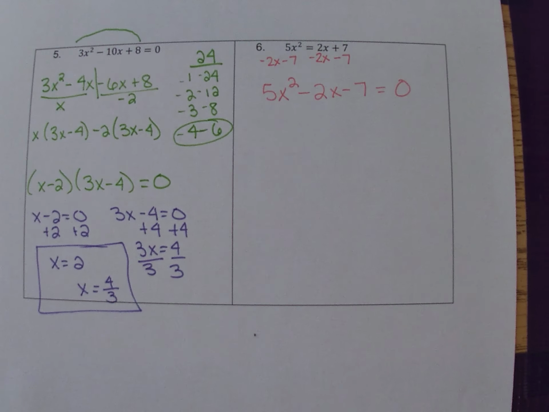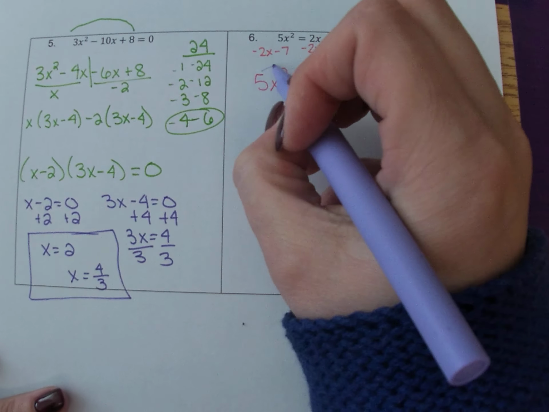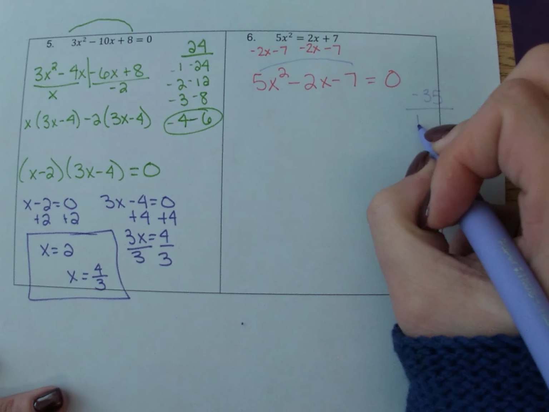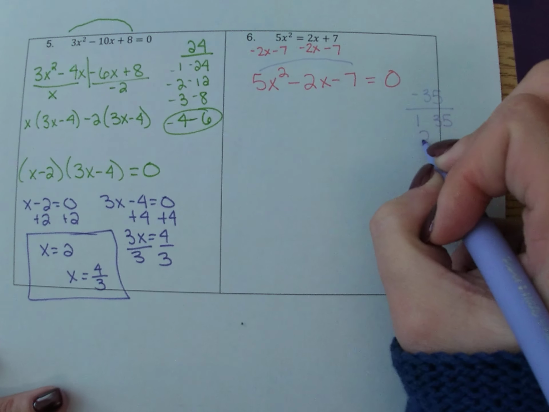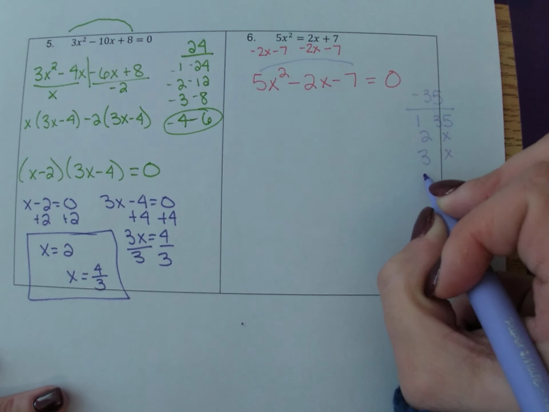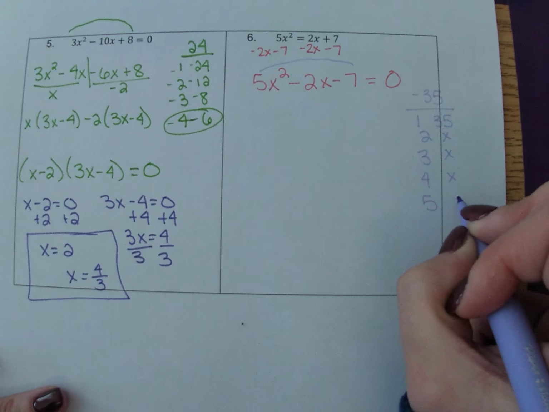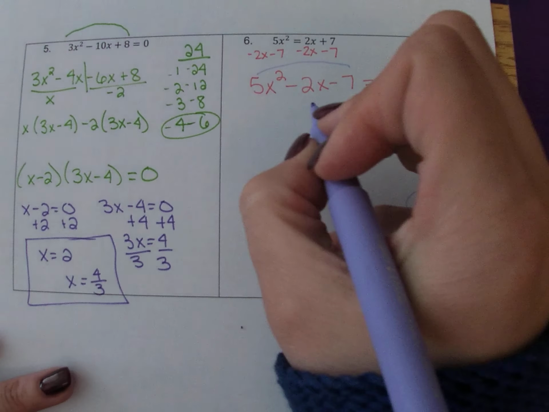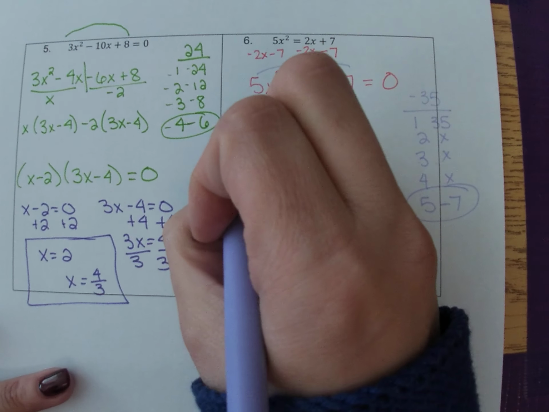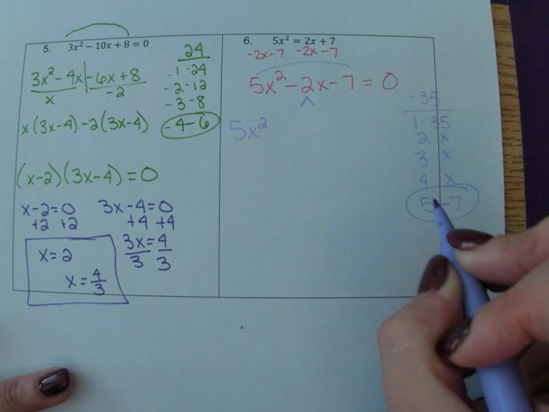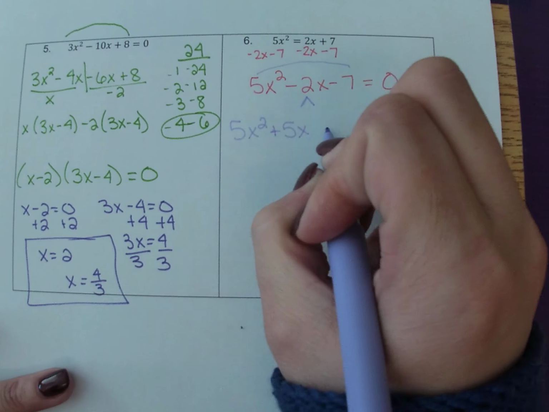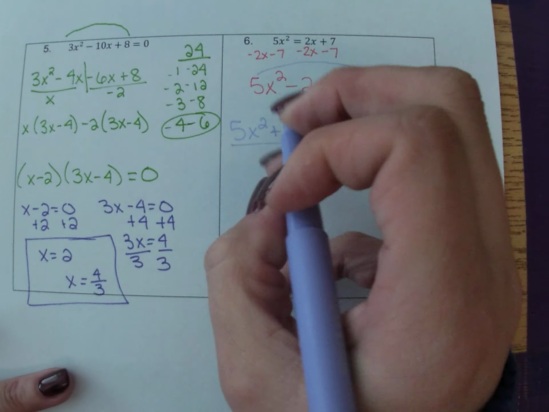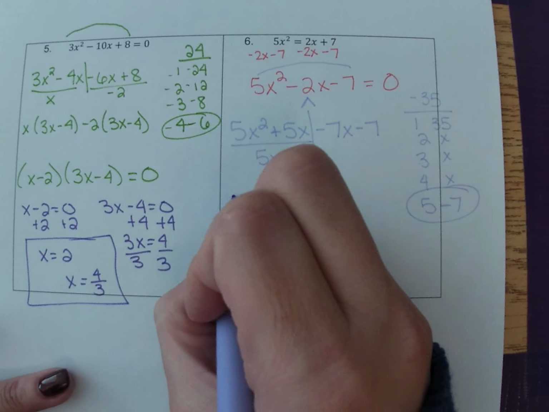Then once we're set equal to 0, right, there's no GCFs, so I'm going to take 5 times negative 7, which is negative 35, and list my factors. I want my larger one to be negative, so I want 5 and negative 7. So I'm going to split this up into 4 terms. So I'll get a 5x squared plus 5x minus 7x minus 7. I'll split this in half and factor by grouping.